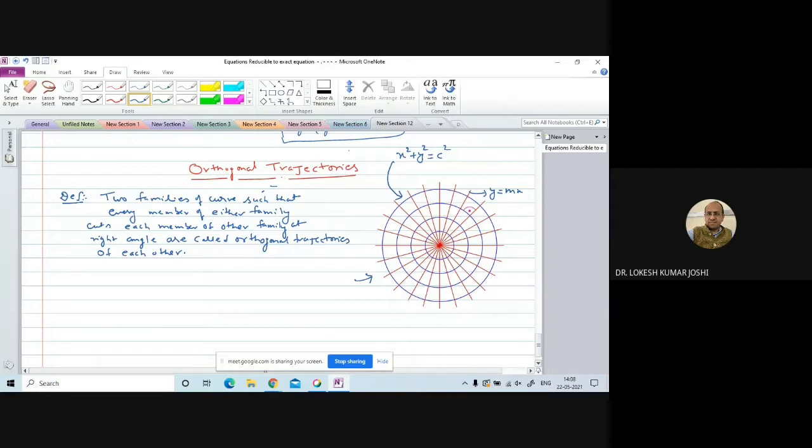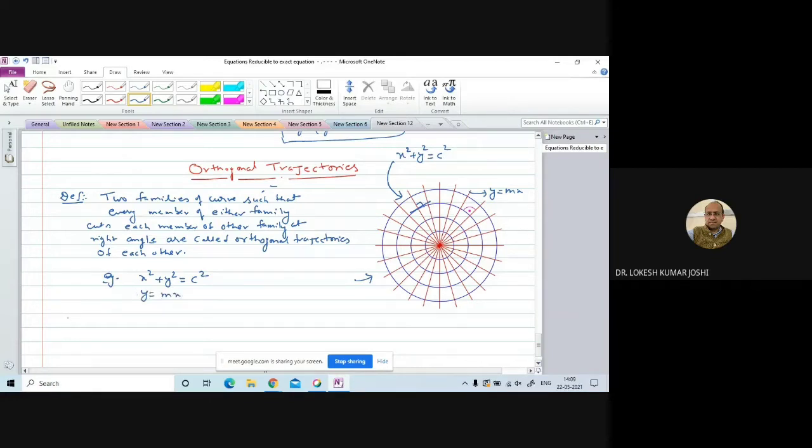If we see these two curves, we can see each curve cuts the other curve at right angle. If I draw a tangent, we can see this angle is 90 degrees. Whenever we generate such type of curves, these curves are known as orthogonal trajectories to each other. Now I'm writing the example here. The first one is x square plus y square equals c square, a circle having center at origin, so we have a family of circles. The orthogonal trajectory of this circle is y equals m x.